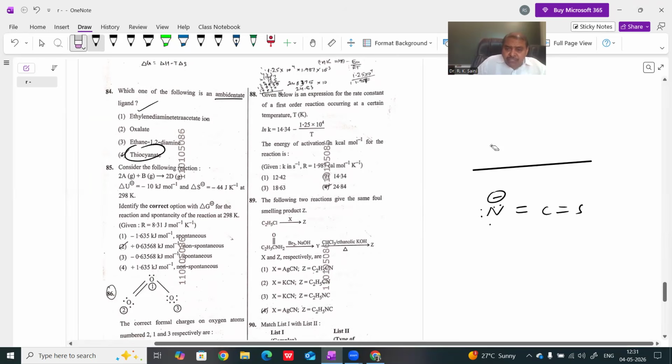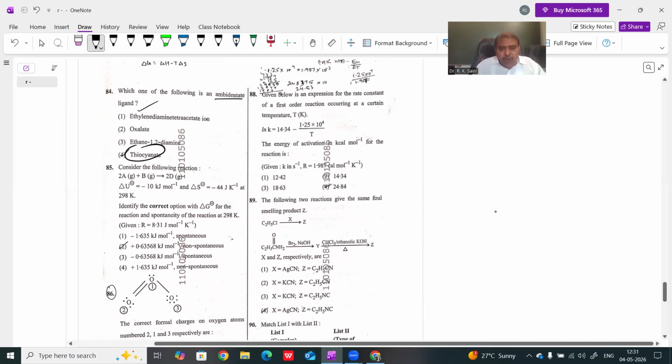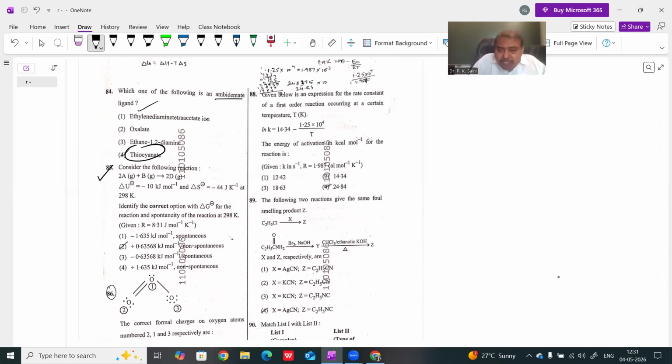Question number 85. Very good question. Such type of questions are also asked in JEE, nearly 2 or 3 questions, like question number 85. Another question of electrochemistry, in which we find the EMF of hydrogen electrodes. Such questions are also asked in the JEE examination. In this question, consider the reaction and identify the correct statement about delta G. We know that delta G is related to delta H.